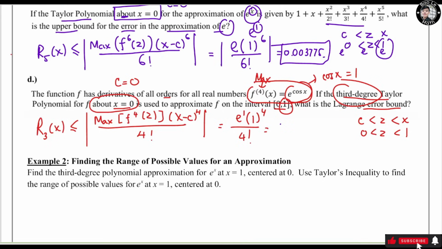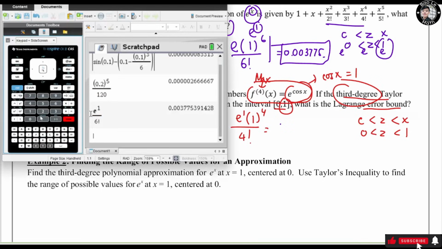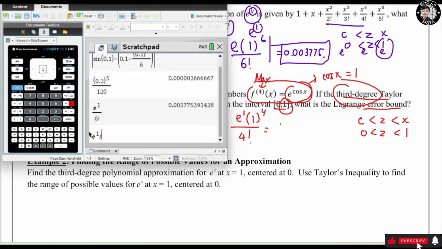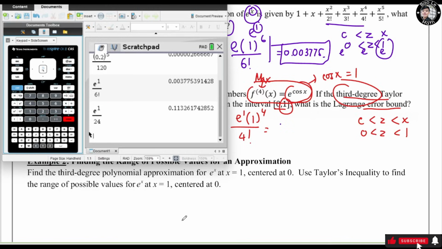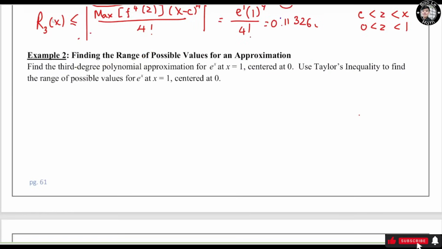So you're going to pull up the calculator. You have e to the first divided by 24, and then press Ctrl Enter. It's going to be 0.11326. Now let's move on to example number 2.